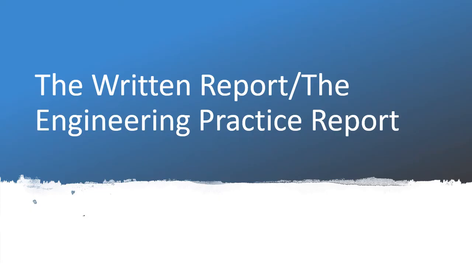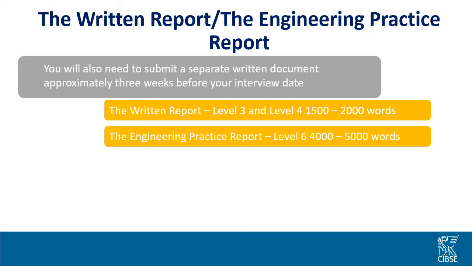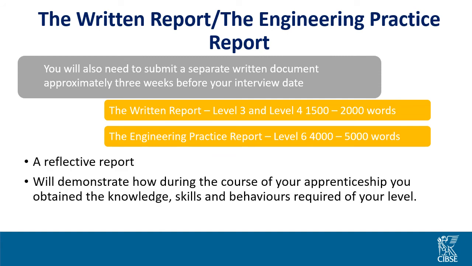I will now cover what else you'll need to prepare for prior to your assessment interview date. Again, this depends on what level you'll be applying for. For levels 3 and 4, you'll need to submit a written report, and this is between 1,500 and 2,000 words. For level 6, you'll need to submit an engineering practice report, and this is between 4,000 and 5,000 words. So it's a reflective report. It will demonstrate how during the course of your apprenticeship you have obtained the knowledge, skills and behaviours required of your level, and you should write it in the first person.